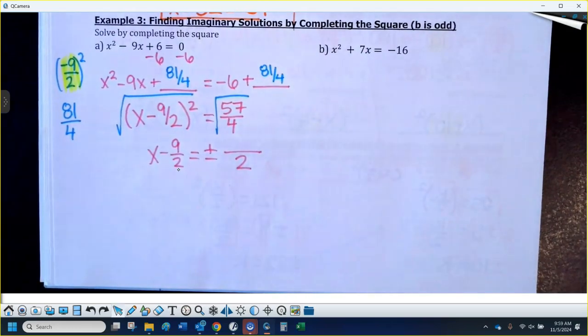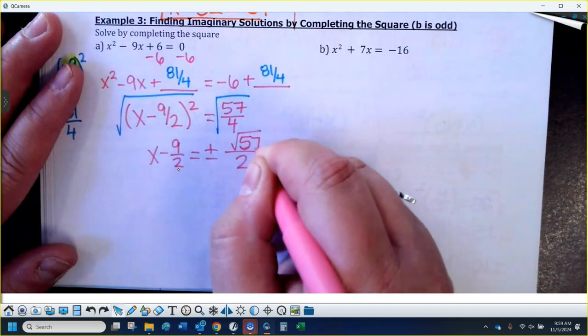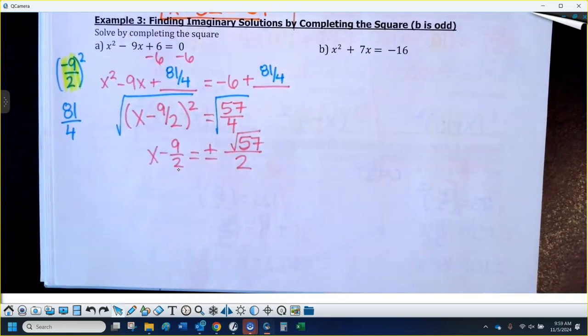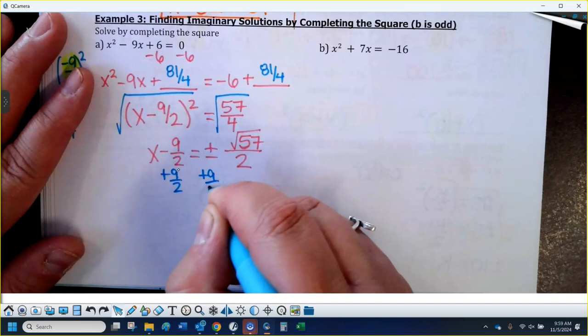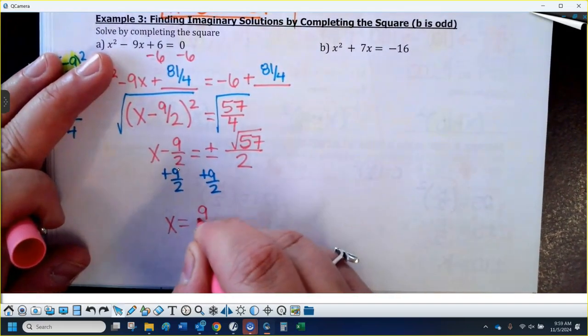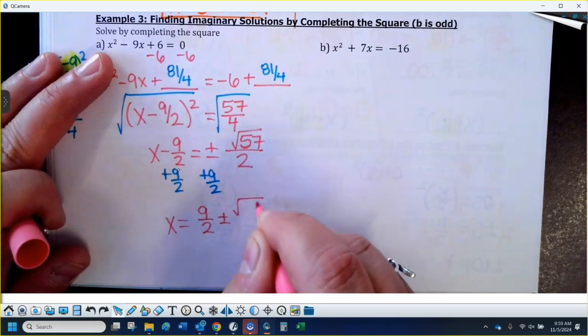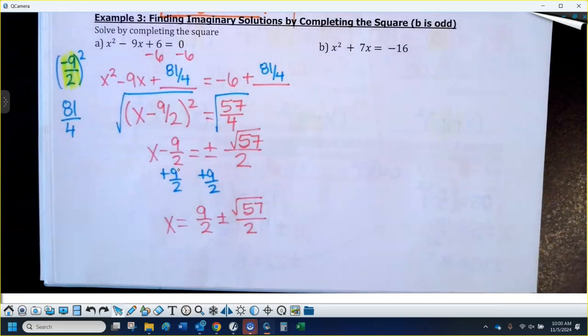Now, if you can break down the radical, you're welcome to do that, but 57 does not break down under a square root, so I would just leave that as the square root of 57. I can also add 9 over 2 to the other side, and if you guys notice, I have 9 over 2 plus or minus the square root of 57 over 2.